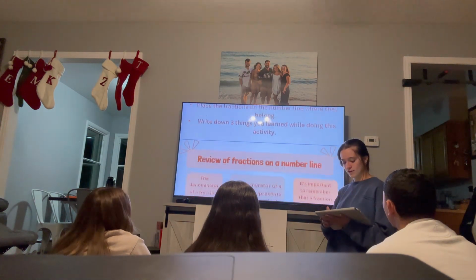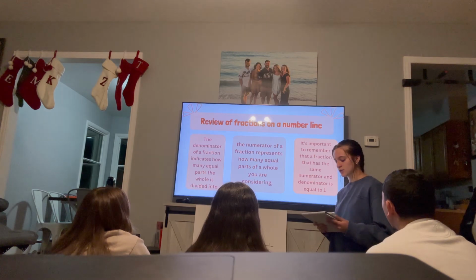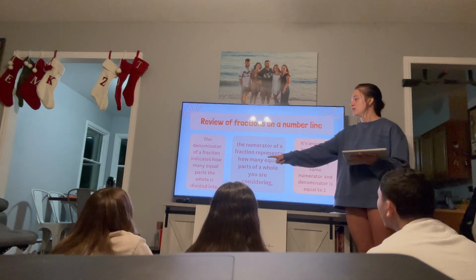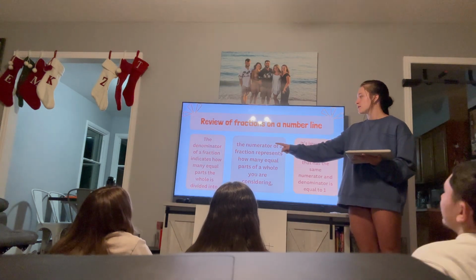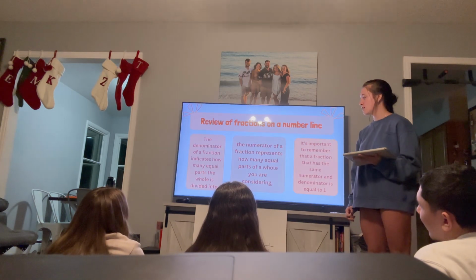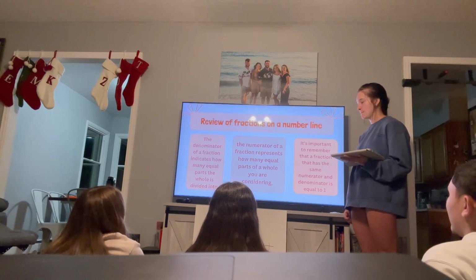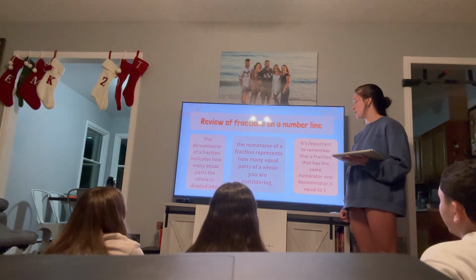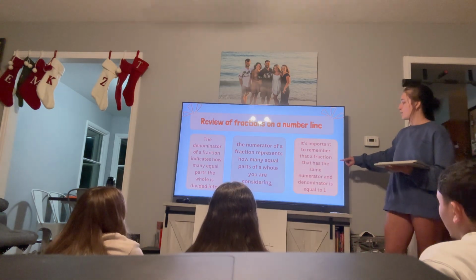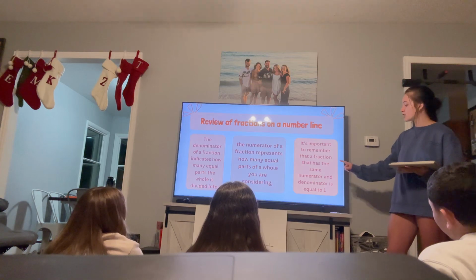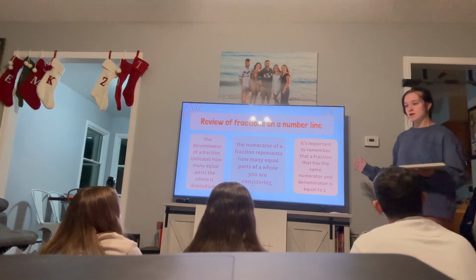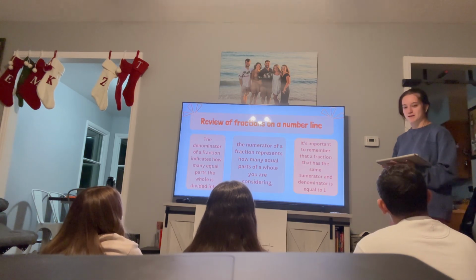Okay. Now a review of fractions on a number line. We always need to remember that the denominator of a fraction indicates how many equal parts the whole is divided into. The numerator of a fraction represents how many equal parts of a whole you are considering. And it's also important to remember that a fraction that has the same numerator and denominator is equal to 1. Does everyone understand that? Yeah. Perfect. Class is dismissed.